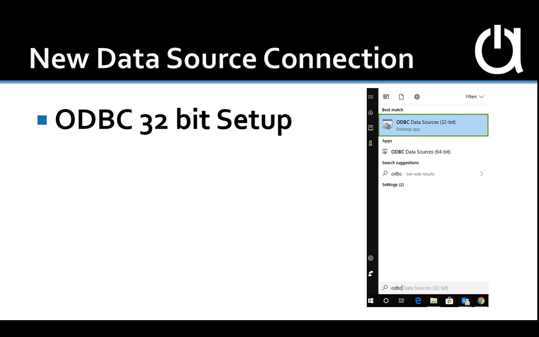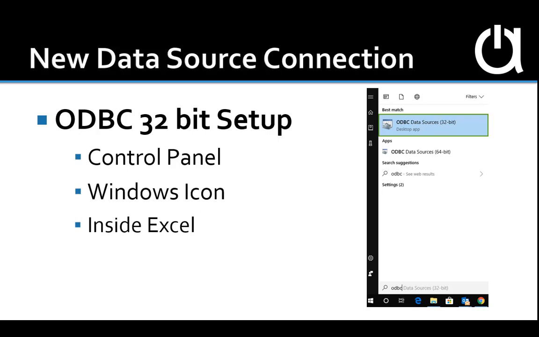Simply put, a 64-bit Windows machine will typically default to a 64-bit connection, so you have to specifically choose the 32-bit administrator. The ODBC data source administrator can be found in the Control Panel under the Administrative Tools section, through the Windows icon by searching for ODBC, or directly from Excel. I usually don't use this because sometimes it doesn't work.